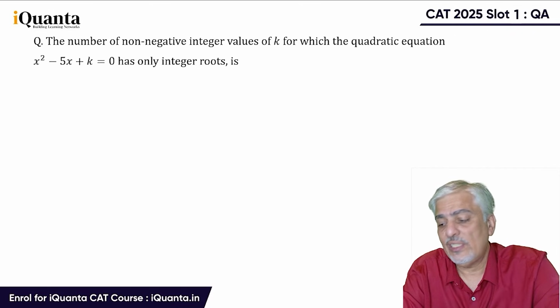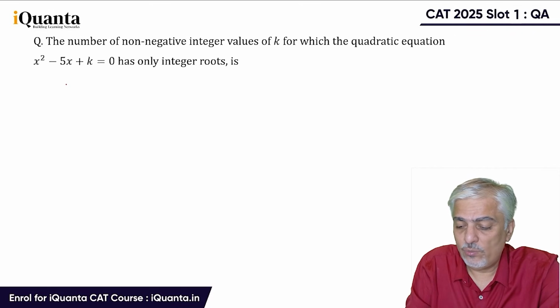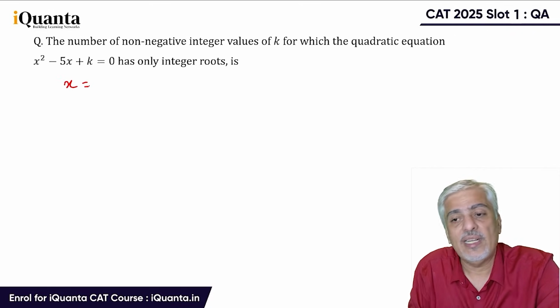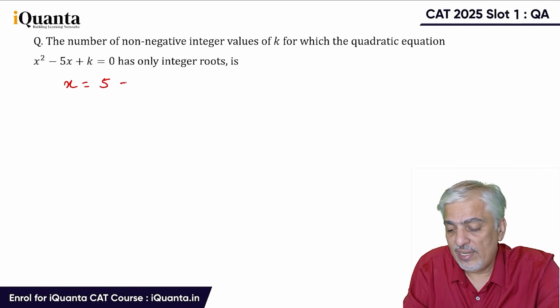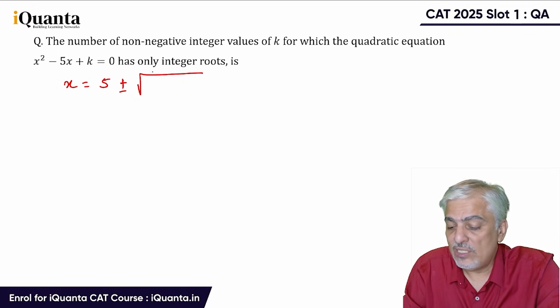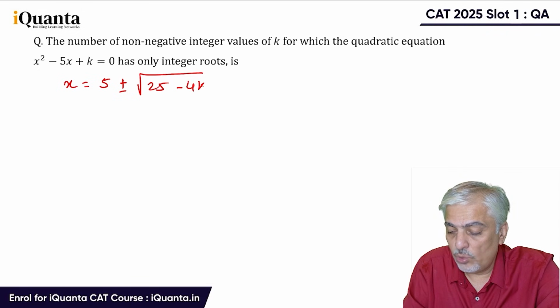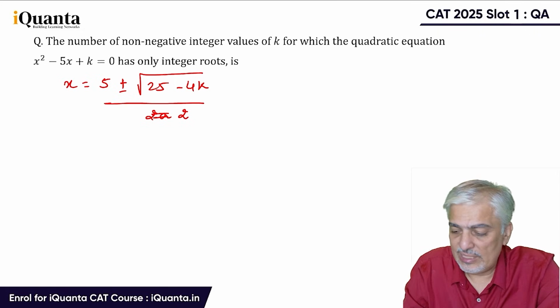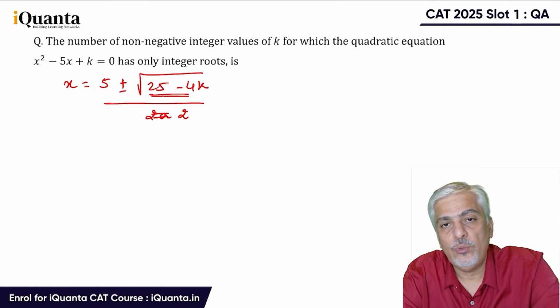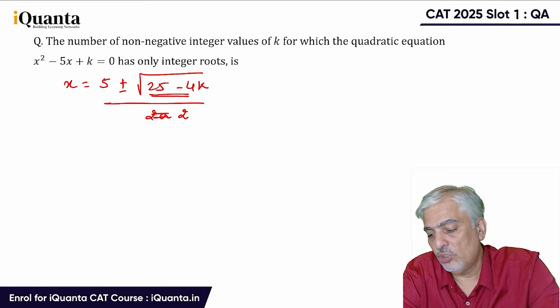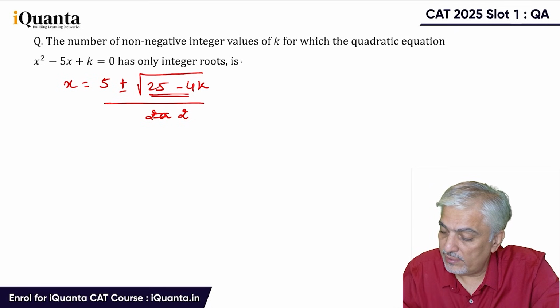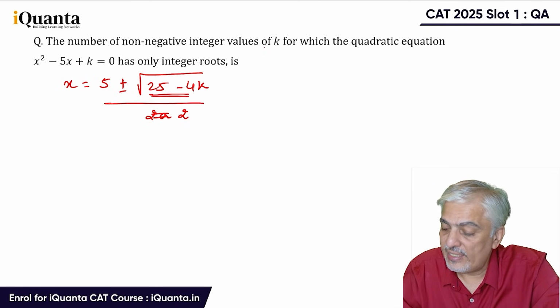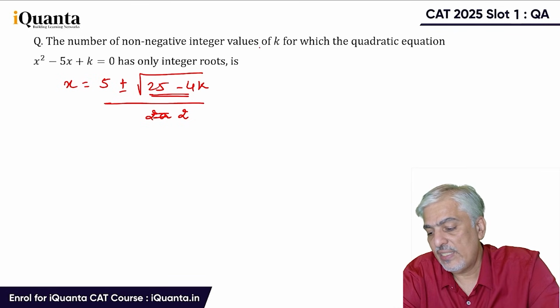The other approach which we can do over here is to use the quadratic formula. x is equal to minus b plus or minus root of b square minus 4ac, upon 2a. 2a is 2 only, right? Now think, this part has to be a perfect square. So if you think logically, you're allowed to take k as 0, because they had told us non-negative integral values of k. So we can start with k as 0.